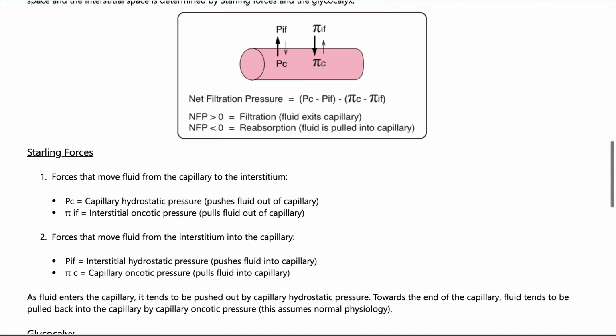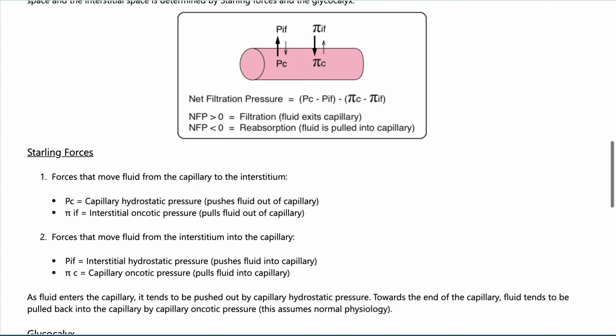Forces that move the fluid from the interstitium into the capillary include the PIF, so this is the interstitial hydrostatic pressure. This pushes fluid into the capillary. And then there's also the pi C, so this is the capillary oncotic pressure, which pulls fluid into the capillary. These factors are used in the net filtration pressure equation, which is PC minus PIF, and then take that number and from it subtract the pi C minus the pi IF.